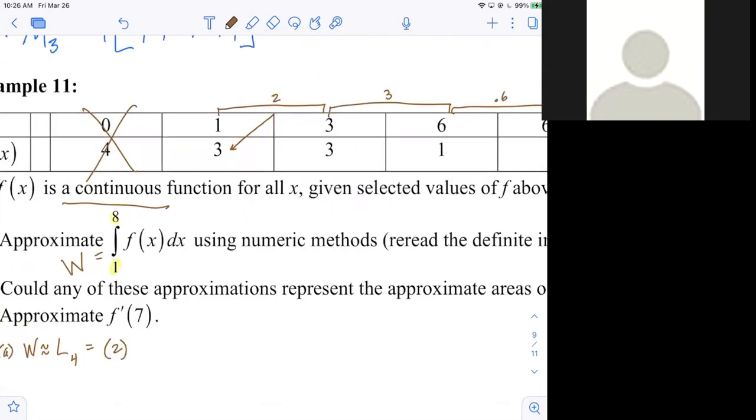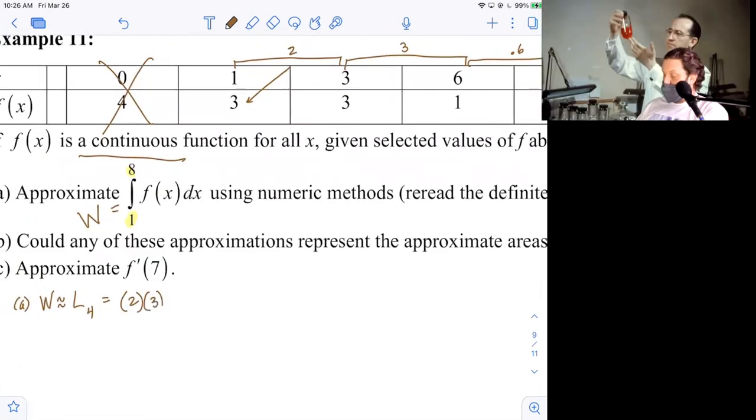Left, yeah. So it's 2 times 3. I like to put parentheses around them when I'm multiplying. You really only need one set of parentheses, okay? But don't just put a dot there.